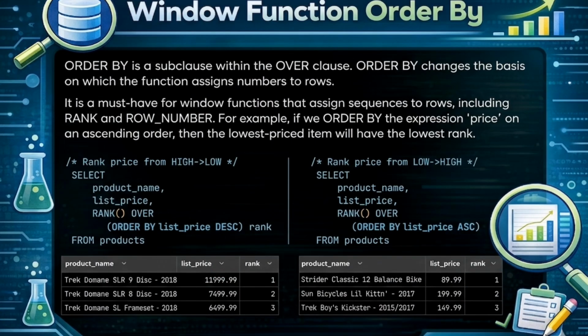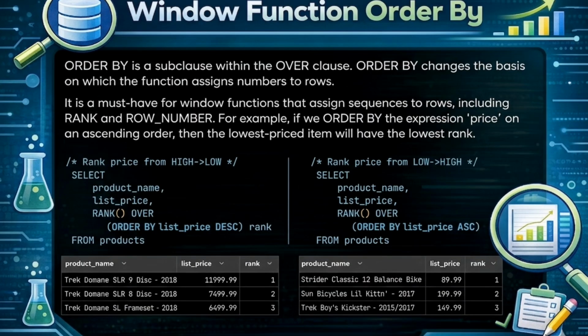Let's explore how order by works inside window functions. Order by is a subclause within the over clause. It determines the order in which rows are processed and changes how functions assign values like ranks or row numbers. This is especially important for window functions like rank and row number, where sequence matters. For example, if we order by the column price in ascending order, the lowest priced item gets the lowest rank. Now let's look at two scenarios. First, ranking prices from high to low.